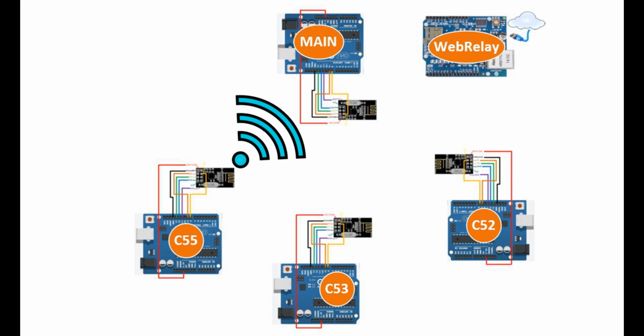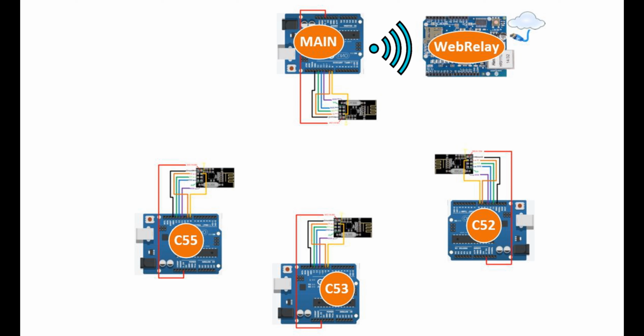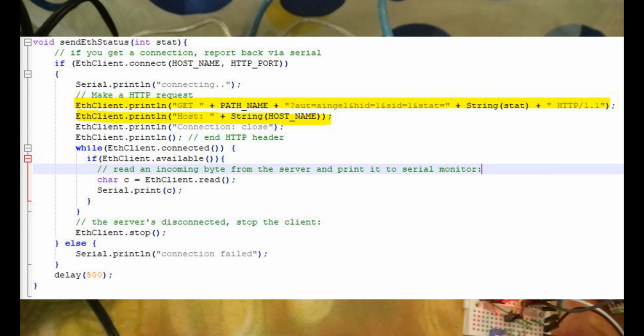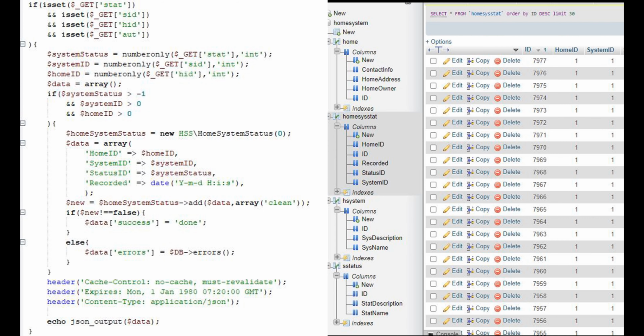The main component waits for signals from the different components. Any signal it receives is relayed to the web relay component. The web relay component sends the status to a web application on the internet. The web application stores the coded status in its database. The web application can be separately programmed to deal with the data in storage.